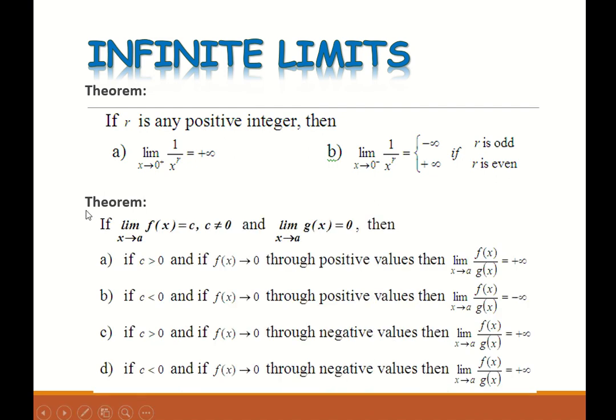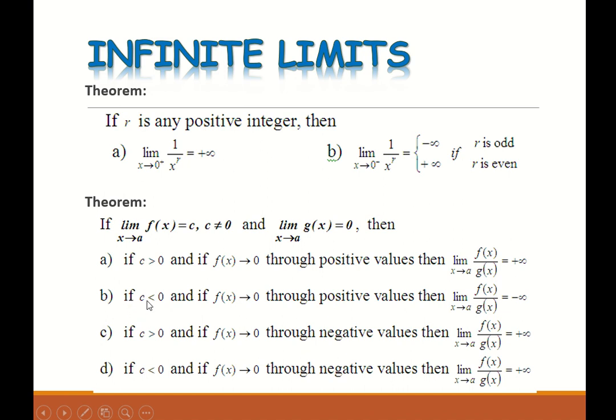Okay, another theorem. If the limit of f(x) as x approaches a equal to c, provided c is not equal to 0, and the limit of g(x) as x approaches a equal to 0, then we have the following theorems. If c is greater than 0, and if g(x) approaches 0 through positive values, then the limit of f(x) divided by g(x) as x approaches a is equal to positive infinity.